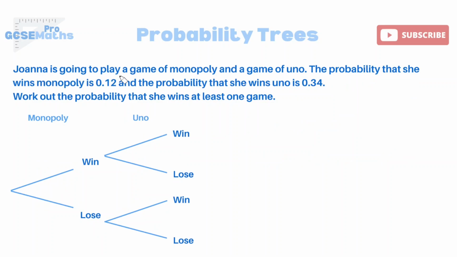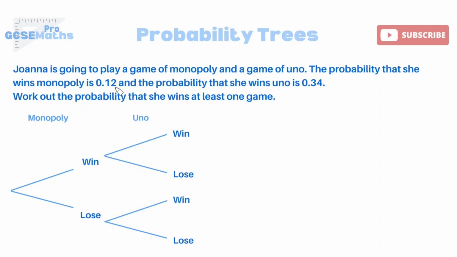So Joanna is going to play a game of Monopoly and a game of Uno. The probability that she wins Monopoly is 0.12, and the probability that she wins Uno is 0.34. Work out the probability that she wins at least one game. So this is kind of our part A, part B question all in one, isn't it? We obviously are going to have to fill out the tree. So do you see how here our first column is now Monopoly, and then the second column is Uno?